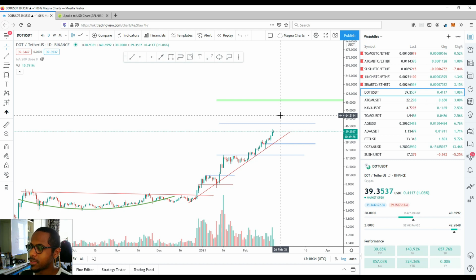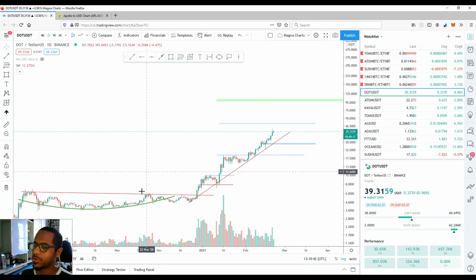There's still time, I think, for alts to really explode, have that blow off top, that overextension before correcting. So let's see how that goes.